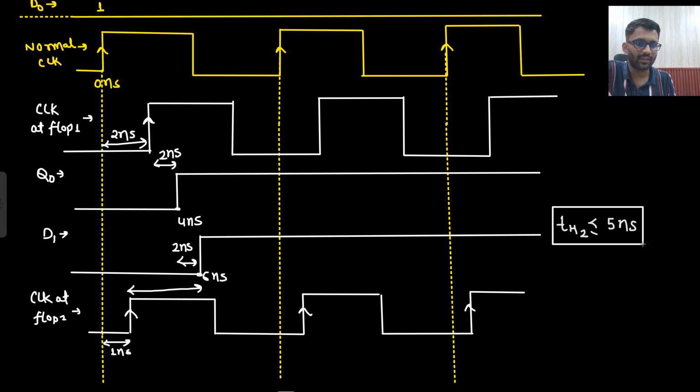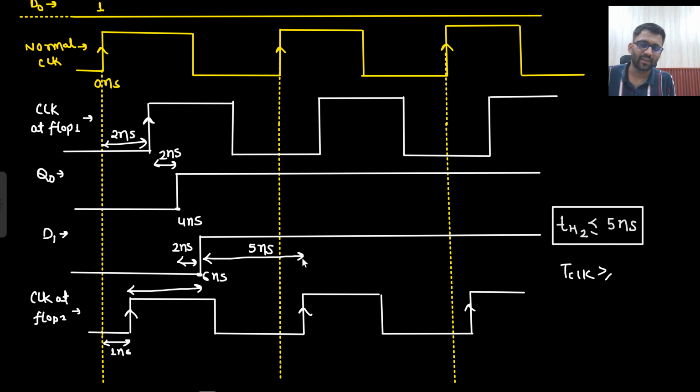Maximum you can have the hold time of 6 minus 1, 5 nanosecond. Or what about T clock? Before the next positive edge arrives, at least I need a margin of how much time? At least I need a margin of setup time. And what is the setup time? That is 5 nanosecond. At least I need a margin of 5 nanosecond.